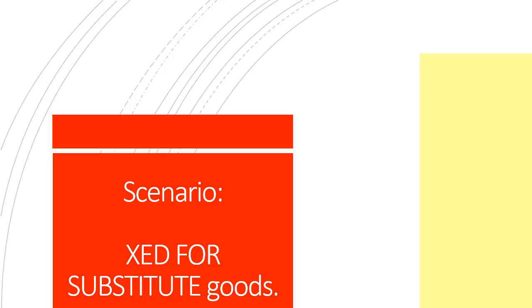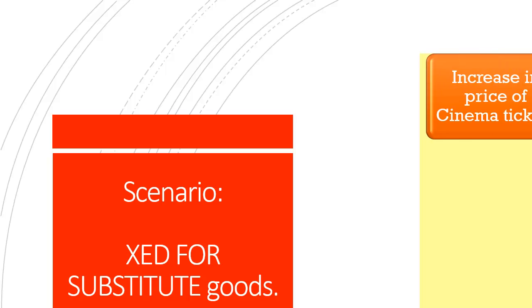Now let's take a scenario. Let's think about the XED coefficient, whether it's negative or positive. The sign of the XED coefficient, positive or negative, tells us whether we're talking about the demand for substitute goods or complementary goods, right? Okay, so let's see. Let's talk about the scenario where the price of cinema tickets has just increased. What would be the substitute for going to the cinema?